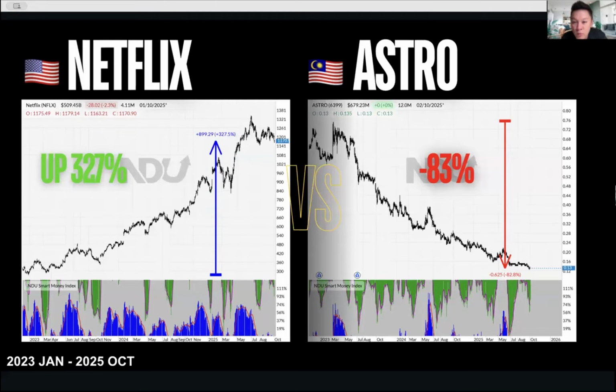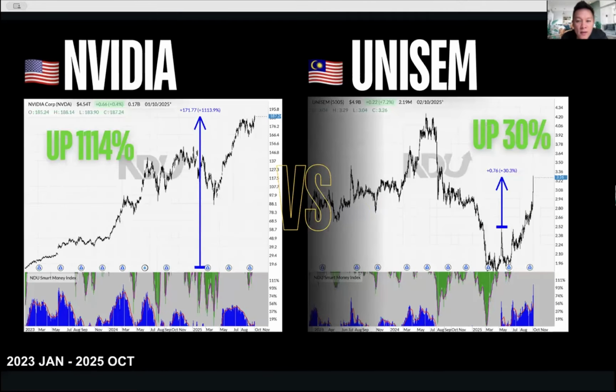If you look at this scenario, you say, hey, why do you want to keep losing money and not change anything? Over here, this is Nvidia, up over 1,000 percent from 2023 to 2025. And this Unisem, 2023 to 2025, up only 30%. So just by one change, trading US stock, you can have a huge difference. And this huge difference could be life changing. 1,000%.